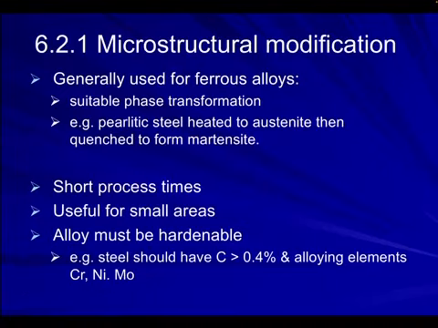Then microstructural modification, generally used for ferrous alloys, so suitable phase transformation. So, for example, pearlitic steel is heated to the austenite and then quenched to form martensite. But you do that on the surface generally so that you form a very hard surface. This gives short process times and is useful for small areas. So gear teeth are one of these really very useful things.